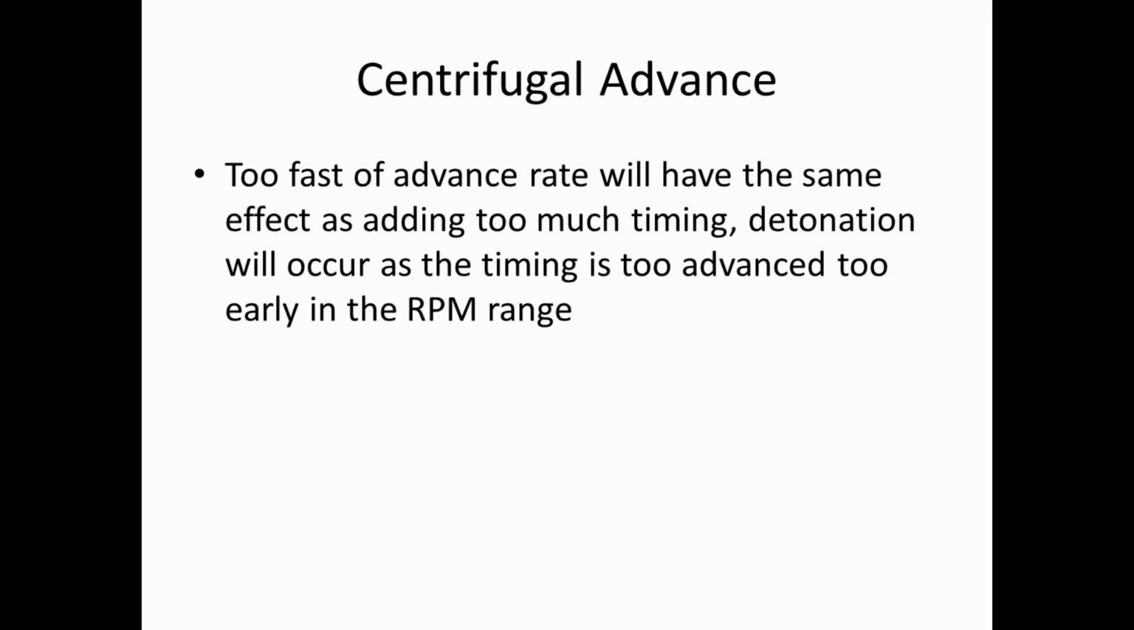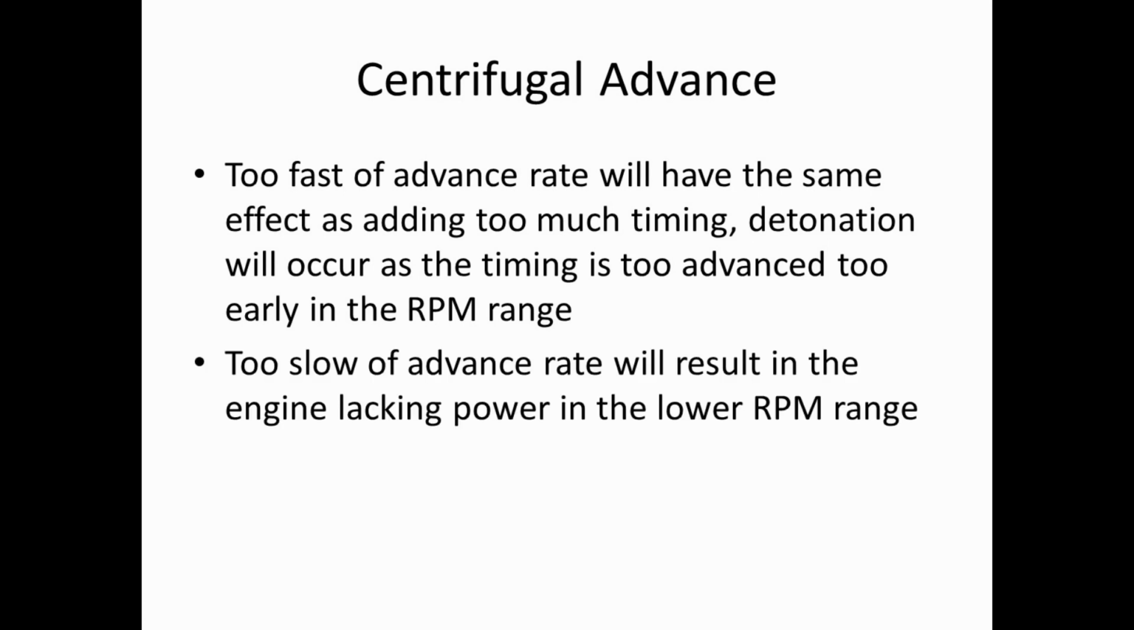Detonation can occur. Too fast of an advance rate will have the same effect as adding too much timing. Detonation can occur as the timing is too far advanced too early in the RPM range. Again, this kind of has to do with gearing setups, how heavy your car is, torque converter setups for an automatic, and so on and so on. The variables are endless with these. You kind of have to tune based on your vehicle.